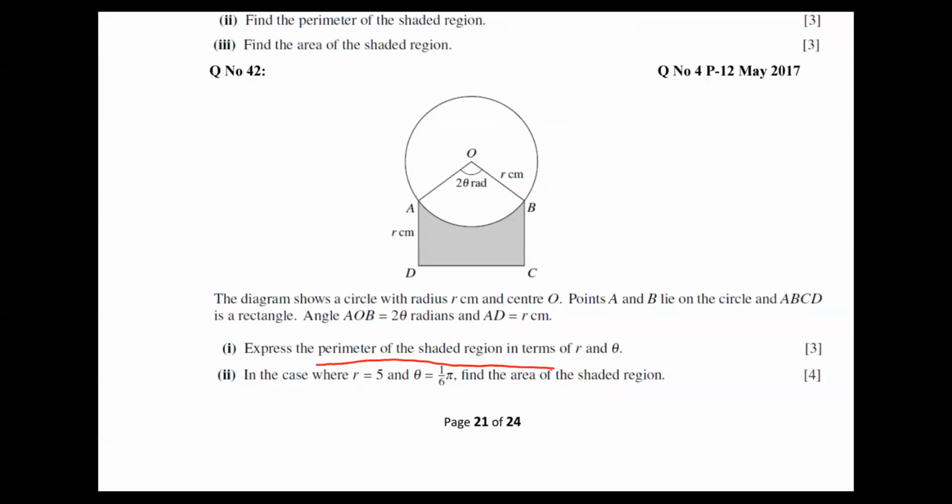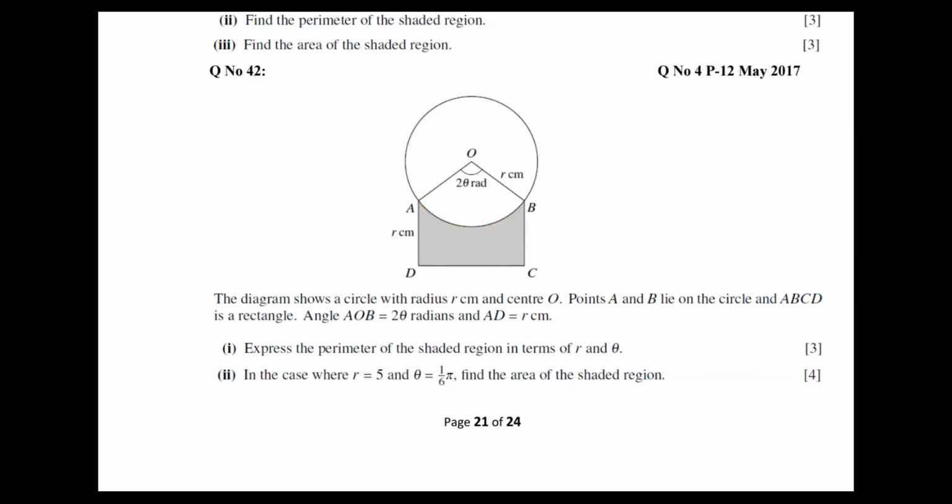The first target is to find the perimeter of the shaded region in terms of R and theta. So where is the shaded region? This is the shaded region. The perimeter means arc AB, then the straight lengths BC, CD, and DA. R is given.